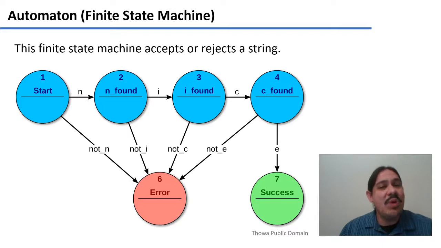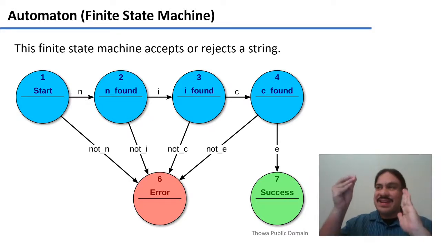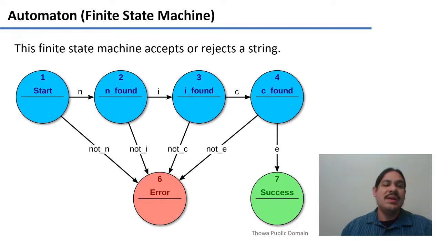If we're in state one, the initial state, and we get an input that is the letter N, this is going to transition us from state 1 to state 2. If the input is anything other than an N, this is going to transition us from state 1 to state 6, an error, and it's going to reject the string because it is not nice. Once we have the N, we're on state 2.